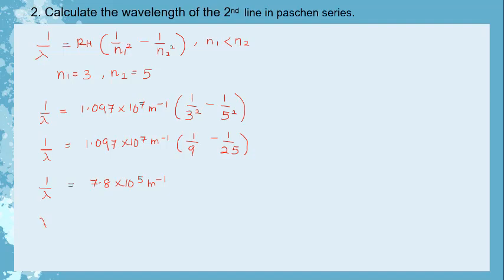Now we rearrange the formula because we need to find the value of lambda. Finally, the answer is 1.282 times 10 to the power of negative 6 meter, or 1282 nanometer.